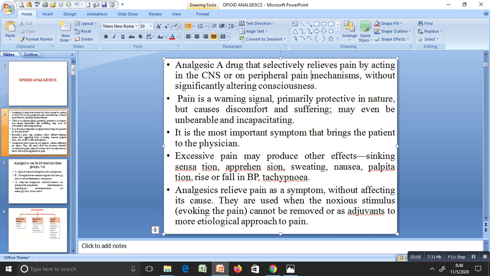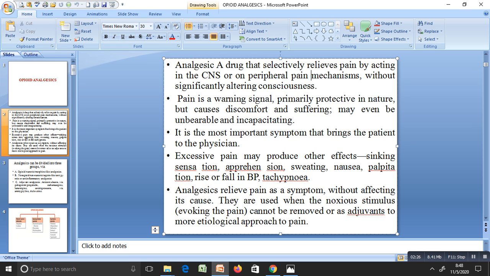Whenever you are having pain, you should analyze what type of pain it is and what the purpose of taking the drugs is. So what is pain? Pain is a warning signal. It is protective in nature, but it produces discomfort and suffering. Sometimes the pain we are having will be unbearable.